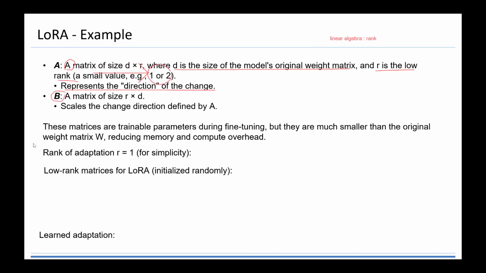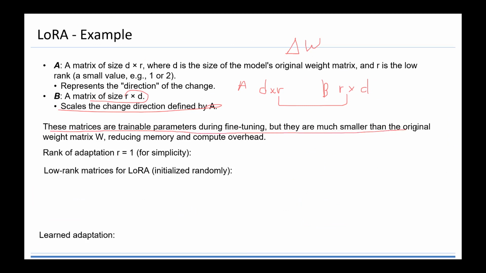B, on the other hand, is the matrix of size R multiplied by D. It scales the change direction defined by A. So we have D multiplied by R for A, and then B, which is R multiplied by D. We want to find the best representation in the rank to make the weight more representative by just finding the delta W. These matrices are trainable parameters during fine-tuning, but they are much smaller than the original weight matrix W. So we can reduce the memory and the compute overhead.